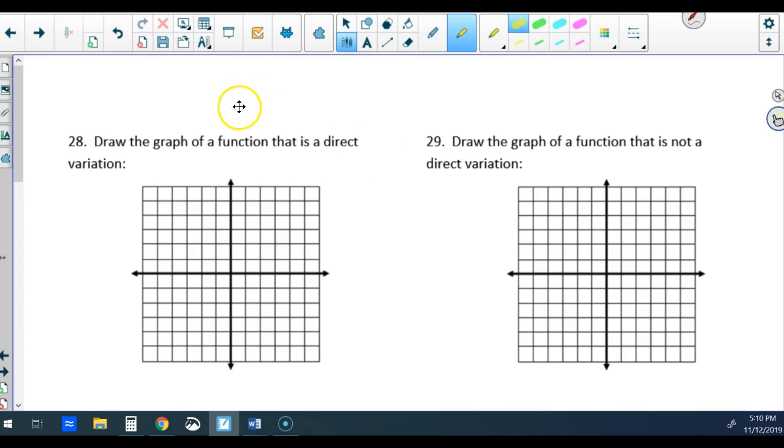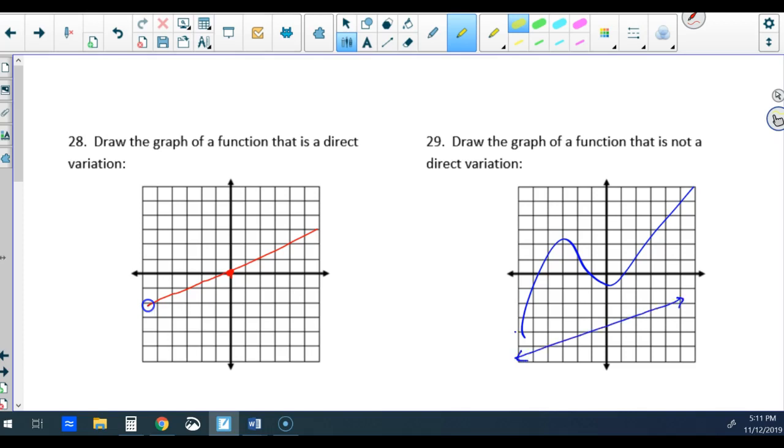Number 28, draw the graph of a function that is a direct variation. Straight line through the origin. That's close enough to the origin. There's my direct variation. Draw the graph of a function that is not a direct variation. Not a straight line, or not through the origin.